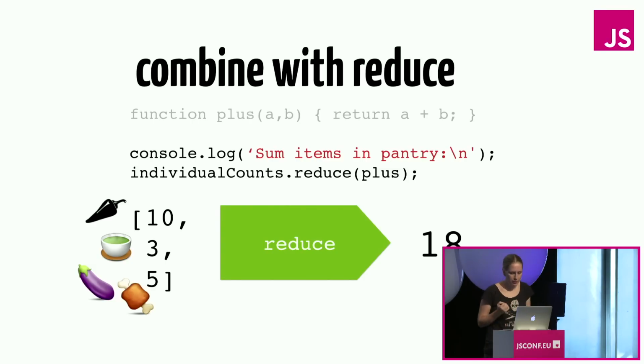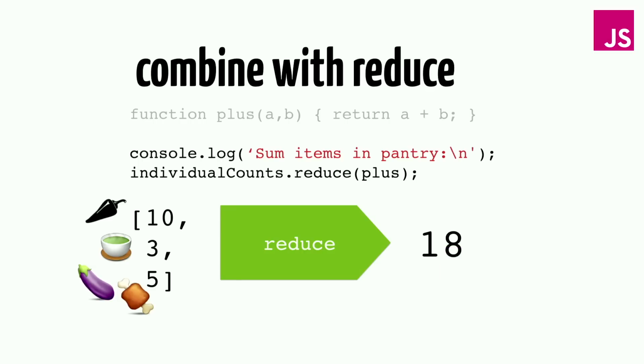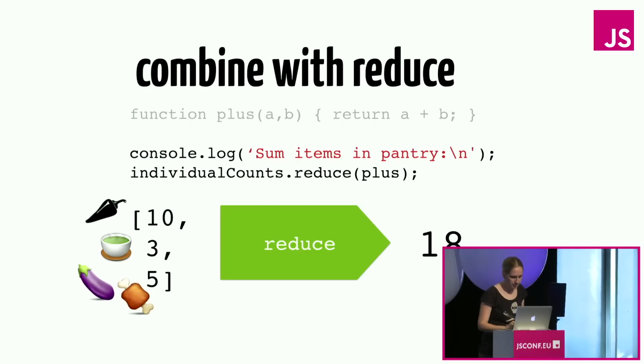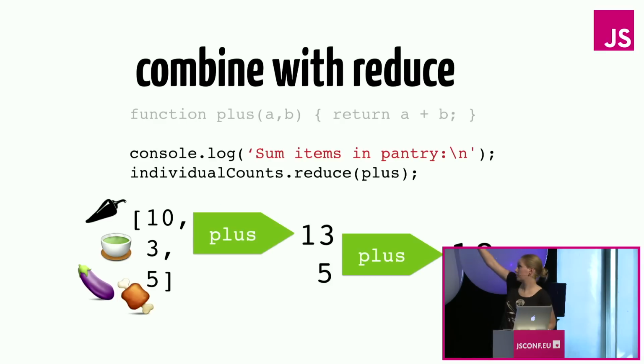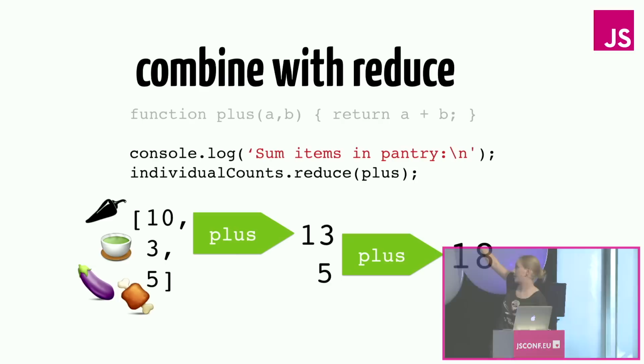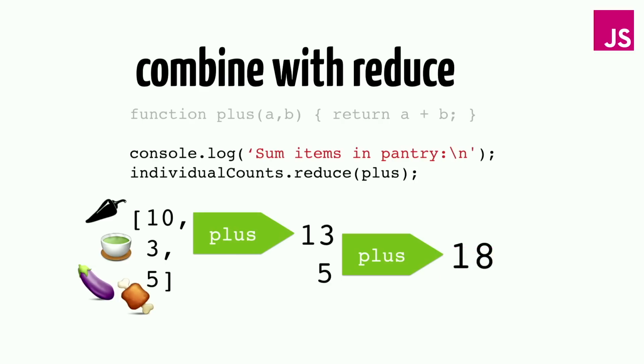Here we want to sum up all our items in our food pantry. So the individual counts you can see here, remember we had 10 spices, 3 soup bases, and 5 main ingredients. And plus is a binary function. I just rewrote it here because the operator works a bit differently. And we apply it repeatedly when we make a sum. So this is clearly a pattern for reduce, and would look like this. So I do 10 plus 3, get 13 plus 5, and I get my overall result of 18. So it's reduced to one number.